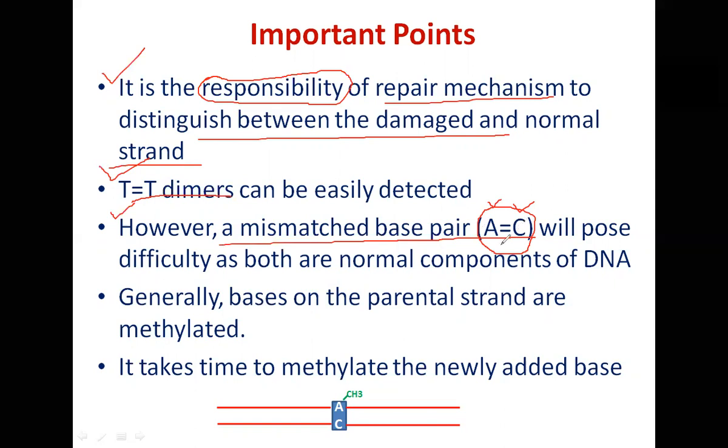Now, how do the repair mechanisms distinguish between the normal and the damaged strand in such a case? Because in both the strands, you have normal components of the DNA. We know that this is a mismatch, that there should have been a T in place of C or there should have been a G in place of A. But for the repair mechanism to distinguish between the two, because both are normal, it poses a problem.